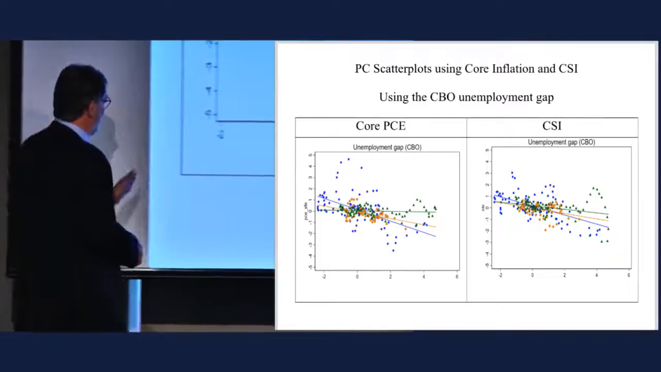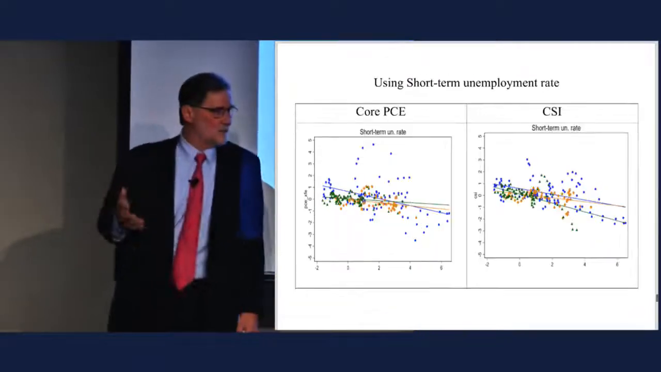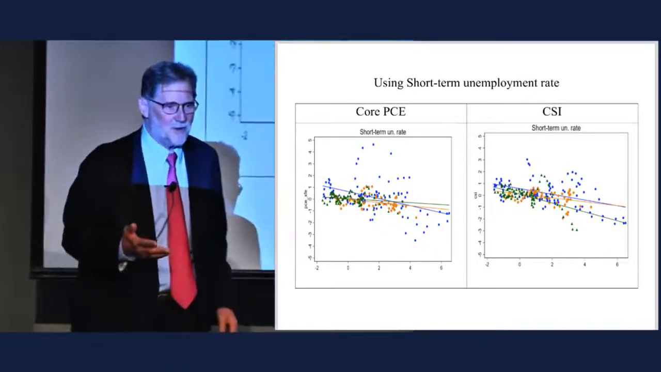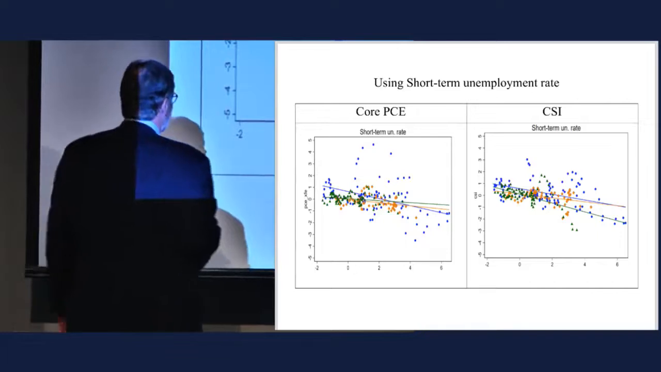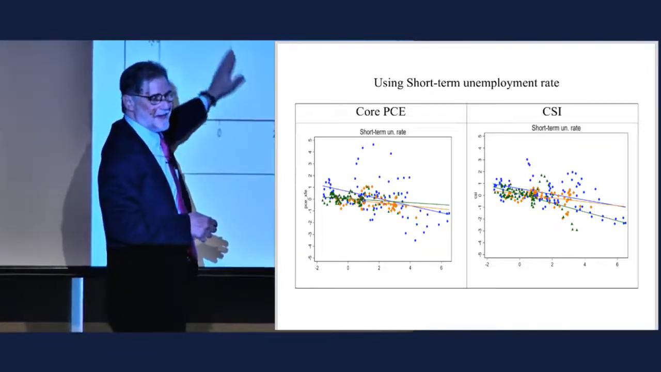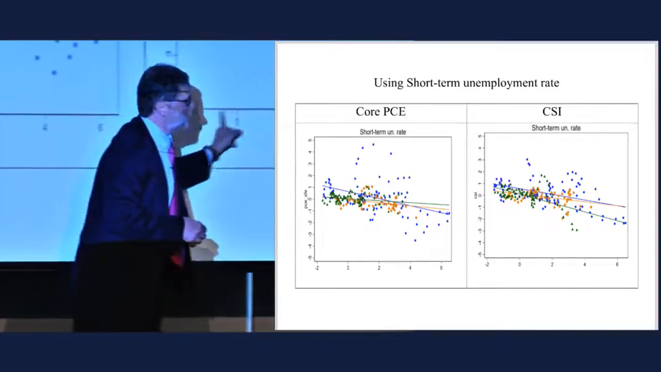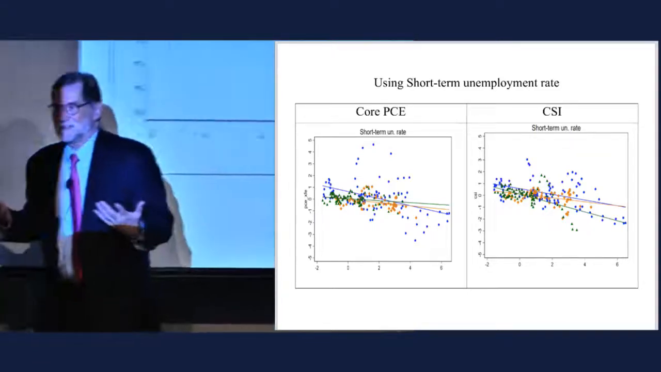Now change what you put on the x-axis. Instead of the unemployment rate, put the short-term unemployment rate. What do you get? This is what you saw before. Again, you saw the flattening here. Changing what was on the axis down here didn't matter. Here, you see somewhat less instability.